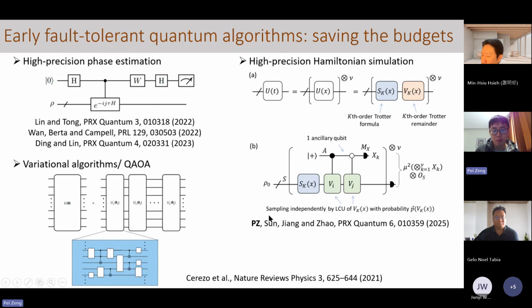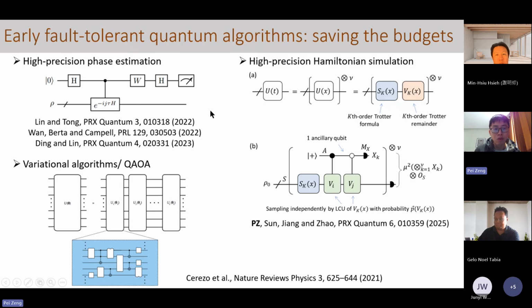For example, in our PRX Quantum paper, compared to the traditional rigorous Trotter bounds, we have shown we can reduce the T gate counts by two orders of magnitude for some special cases. Basically, you can introduce some random sampling or empirical design so that you can save the base budgets for the quantum algorithms.